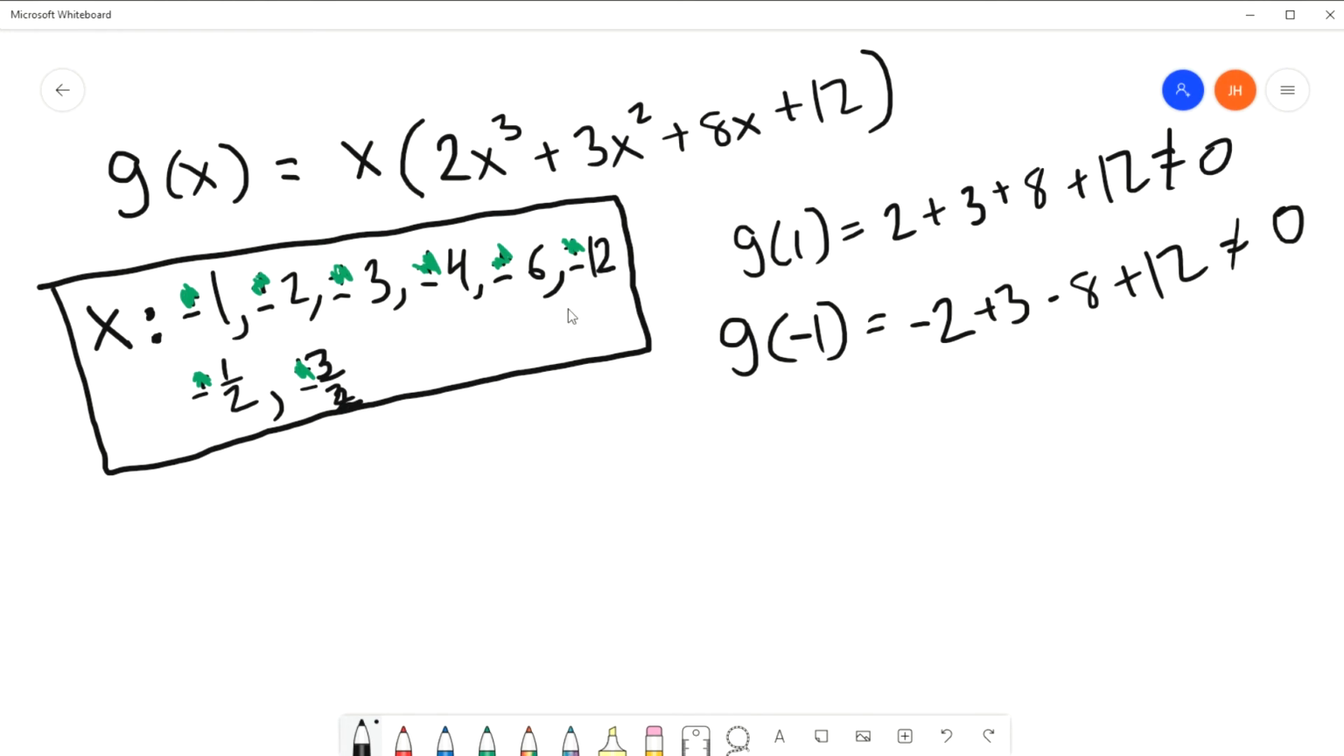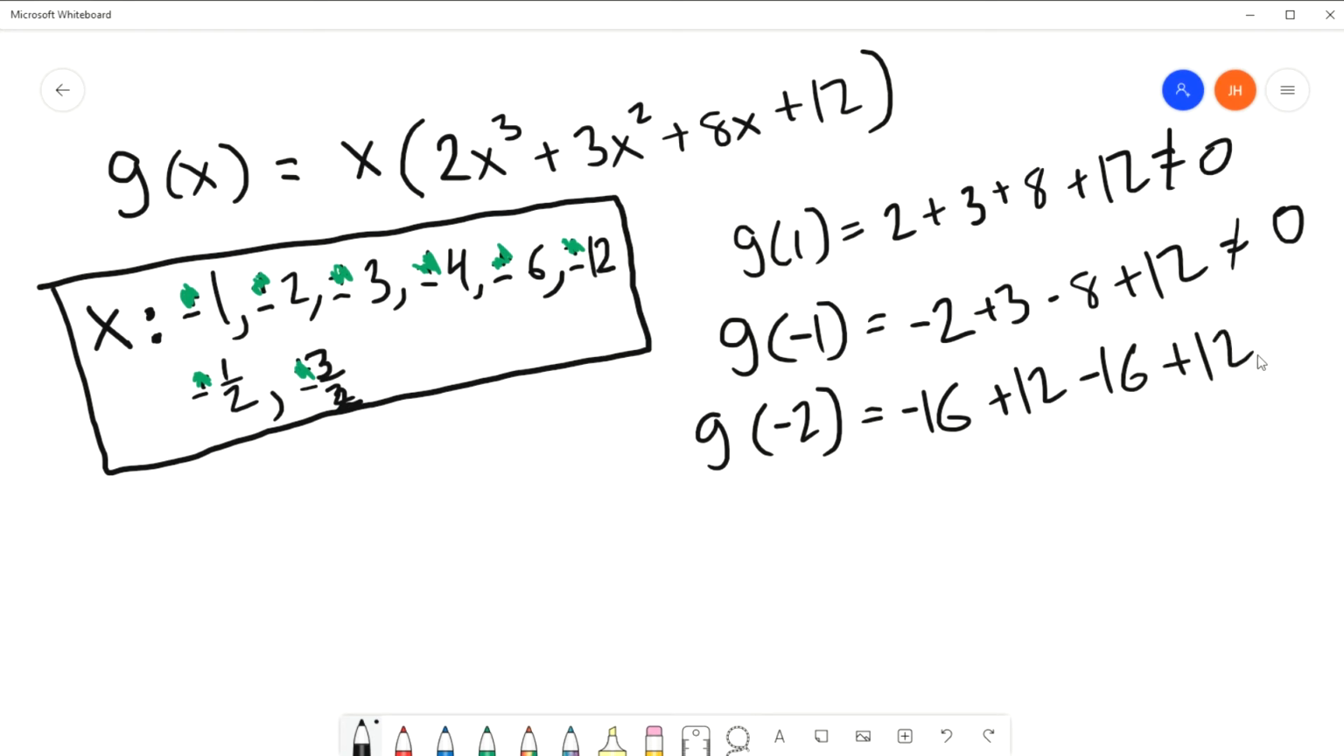All right, let's try negative 2 then. g of negative 2 equals negative 2 cubed, which is negative 8, times 2 is negative 16. Negative 2 squared is 4 times 3 is plus 12. Negative 2 times 8 is minus 16. And then plus 12. Negative 16 and 12 makes negative 4, for a total of negative 8. That is not 0.